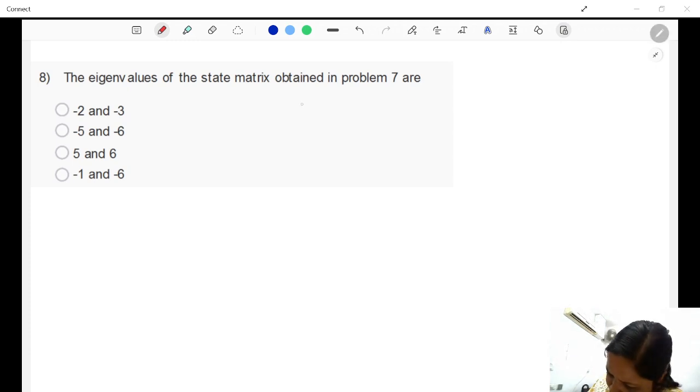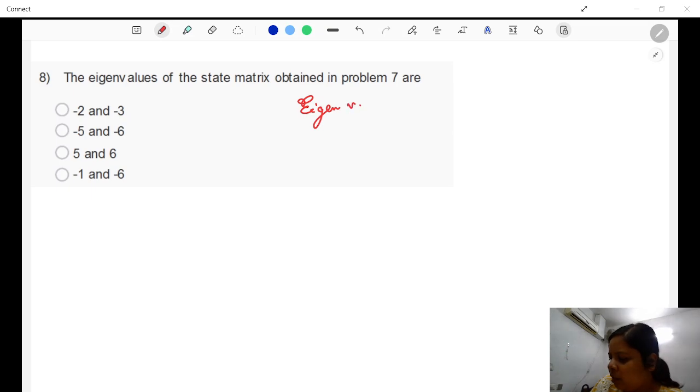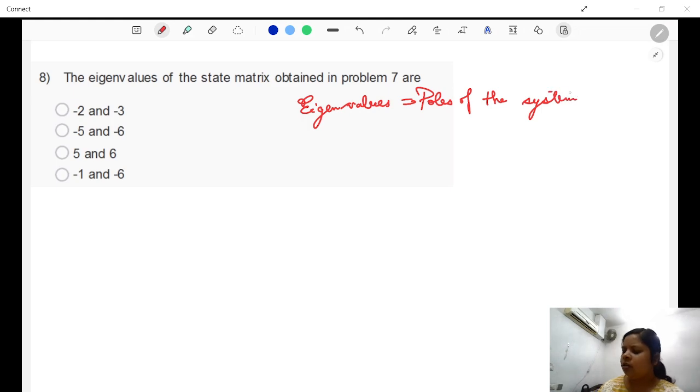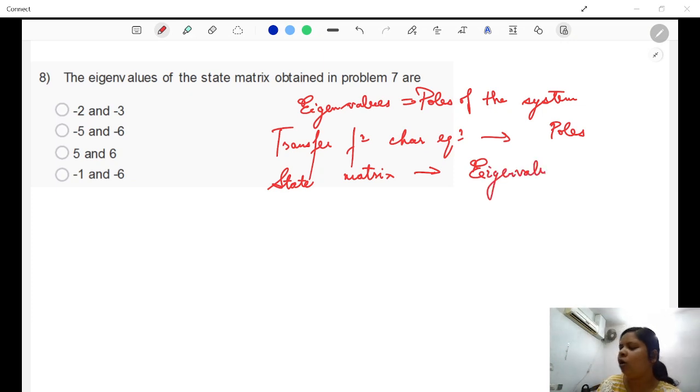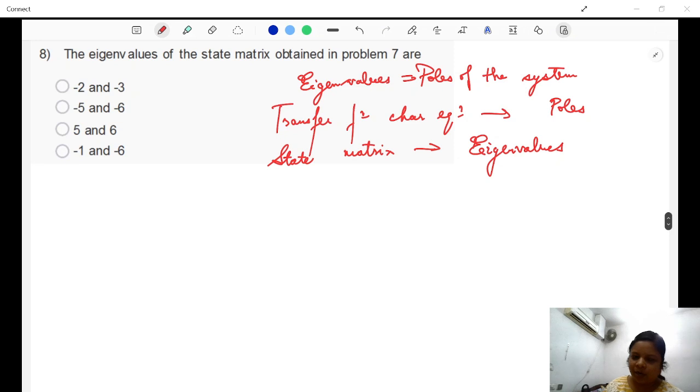For now, you can understand that eigenvalues are equivalent to poles of the system. From the transfer function characteristic equation, we get poles when we make them equal to 0. From the state matrix, you get eigenvalues. Now, why they are called eigenvalues and all, that is a different story, so we'll not go into that. But how we are going to find out, I'll tell you.